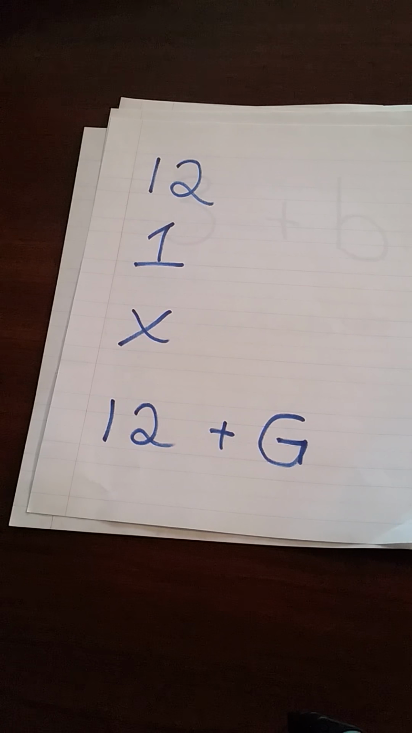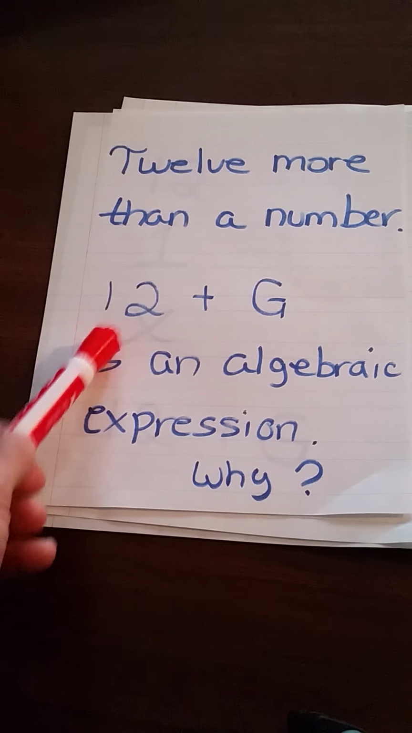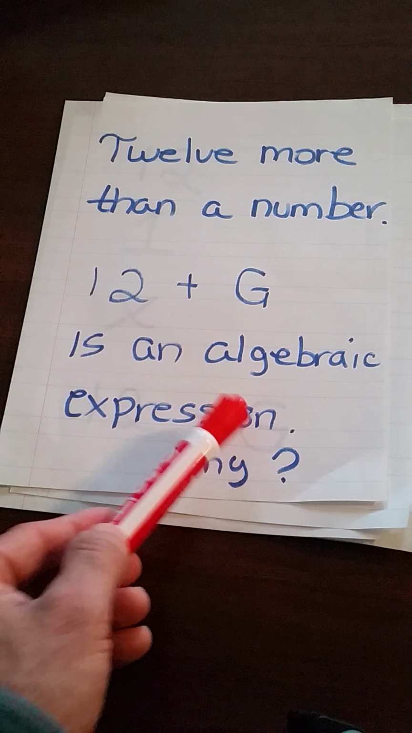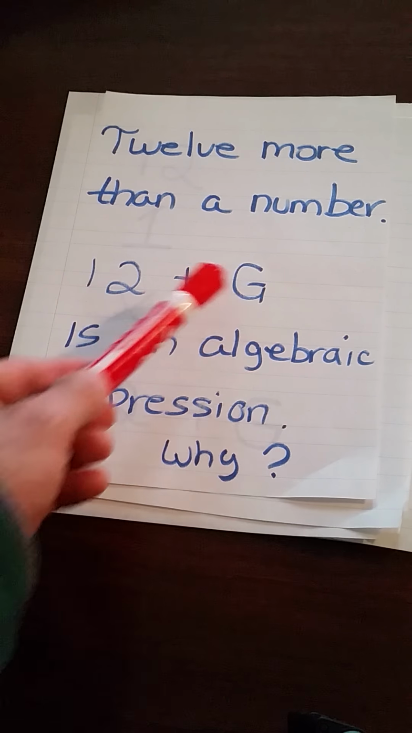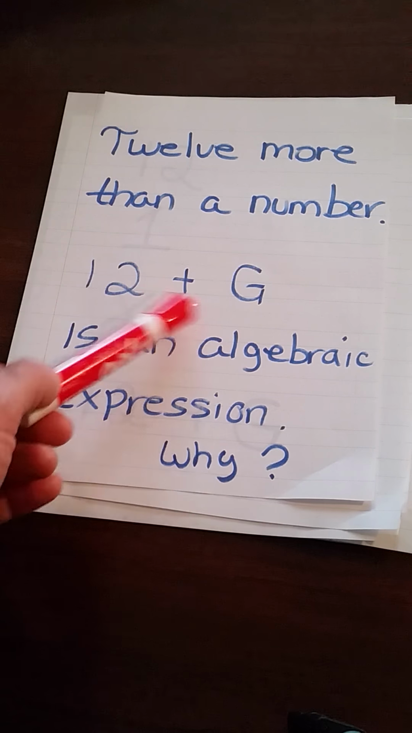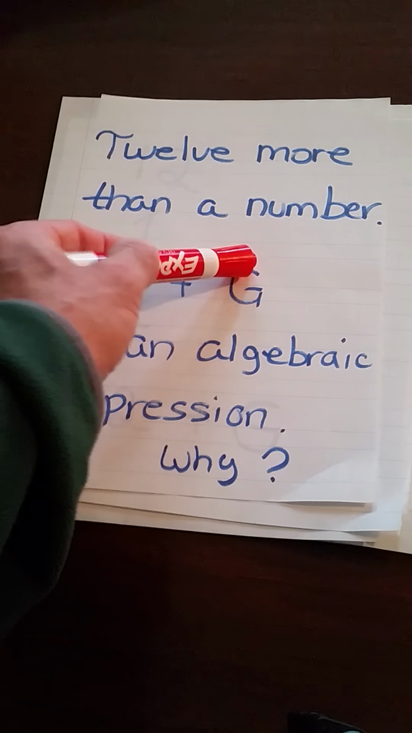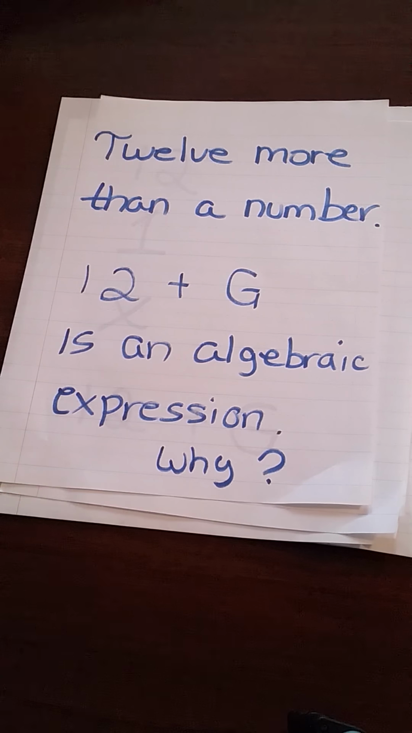So when we have 12 plus g, what are we saying with 12 plus g? In English, we're saying 12 more than a number. 12 plus g. Again, it's an algebraic expression. Why? It's algebraic because it has a variable. It's not numerical. If it was 12 plus 2, then that's a numerical expression. But this says 12 plus g, it's an algebraic expression, and there's two terms.